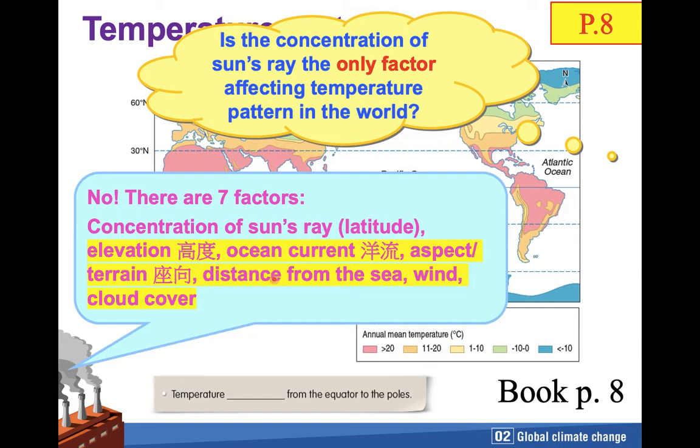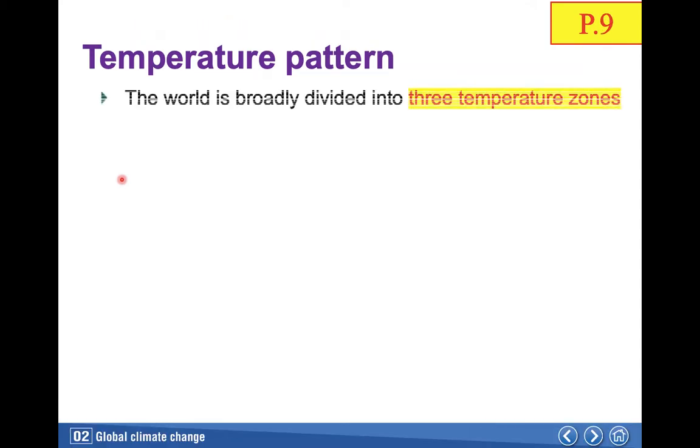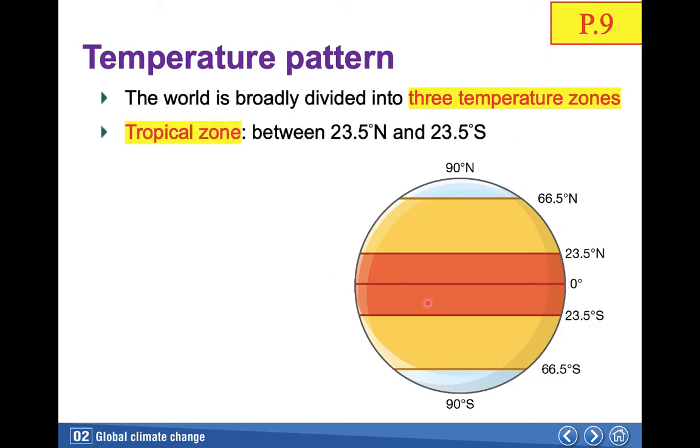But at this stage, in grade 7, we won't talk about this in great detail. What you have to know is that the temperature decreases from the equator to the two poles, decreasing with increasing latitude. And our world is divided broadly into three temperature zones. You have seen a similar diagram in your book 1.5. So we basically have three temperature zones.